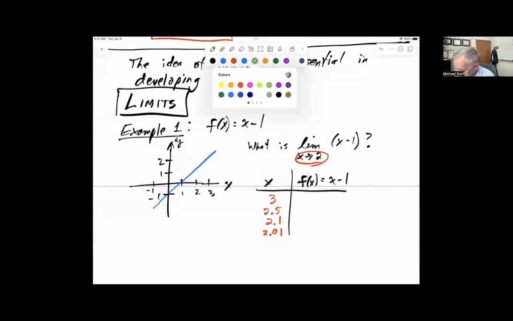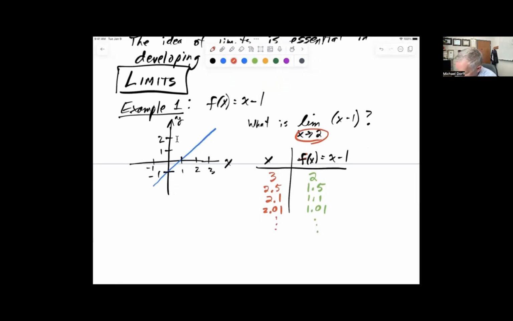When I do that, what values do I get? Some green values here. When I put in 3, I'm going to get 2, because 3 minus 1 gives me 2. When I put in 2.5, I'm going to get 1.5. When I put in 2.1, I'm going to get 1.1. And when I put in 2.01, I get 1.01. And so these keep going. What's happening here is we're getting close to what value? Well, the green values are getting close to 1, as the red values are getting closer to 2. So we guess that the limit as x goes to 2 of x minus 1 equals 1.